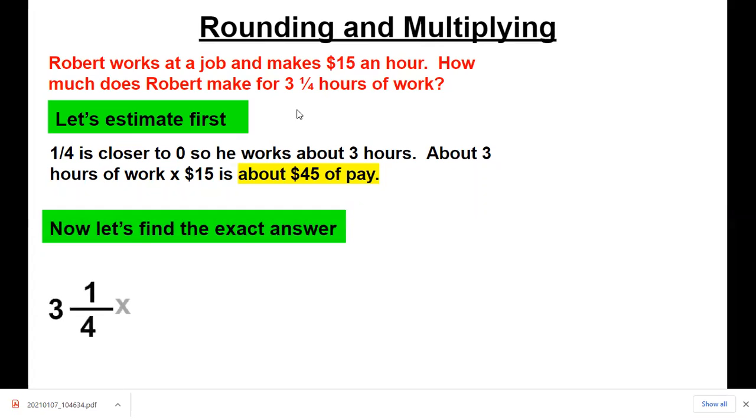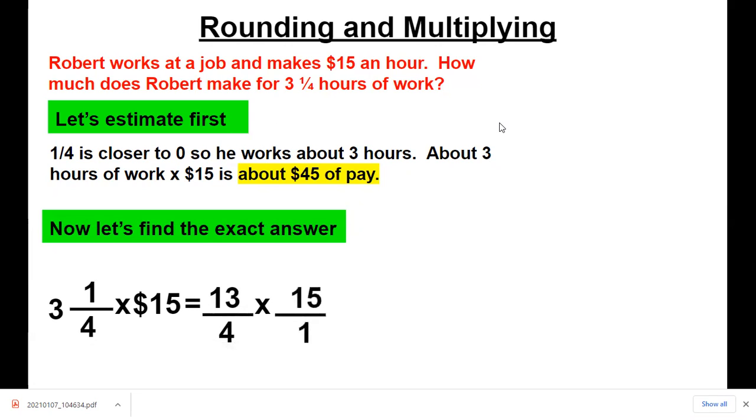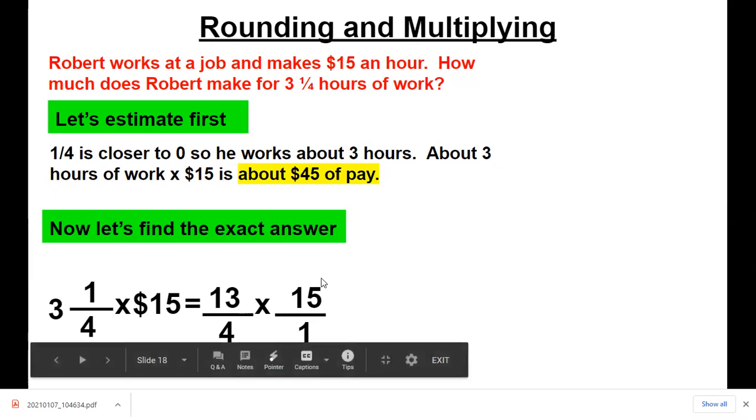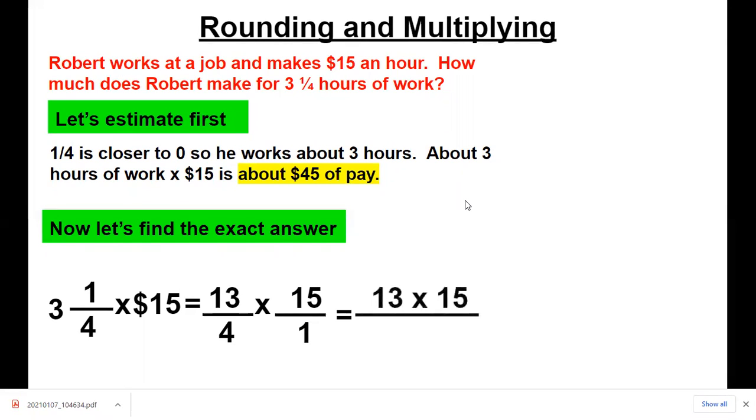So 3 1/4 times $15 an hour. First, we change 3 1/4 to an improper fraction. Whole number 3 times the bottom plus the top. 13/4. And then I'm going to put the 15 over a 1. Now, is there anything I can cancel in this? No, because 4 and 15 don't cancel by anything, do they? 13 and 1 certainly don't. So we do have to do bigger math on this problem. 13 times 15 and 4 times 1.